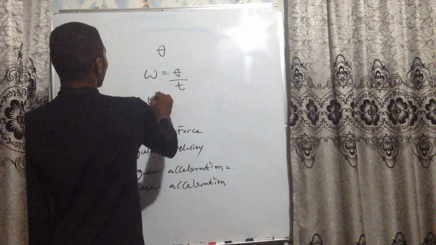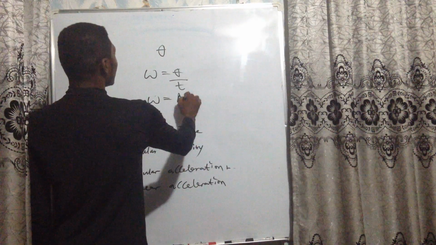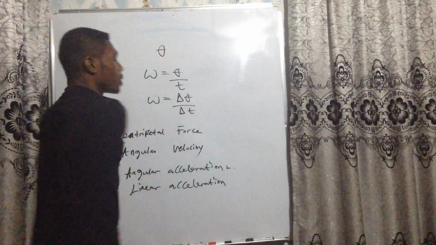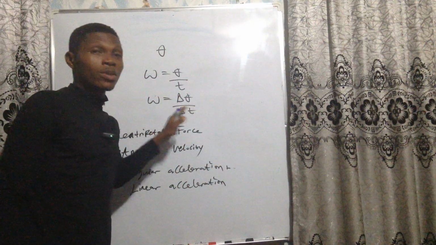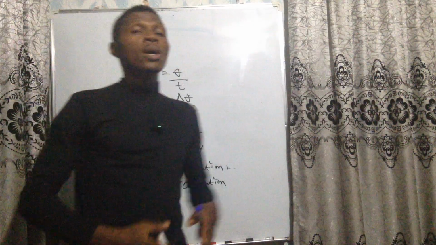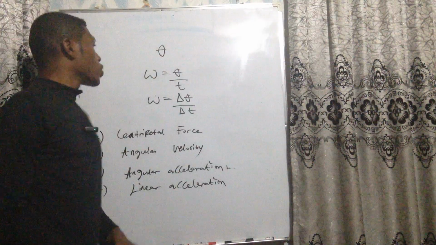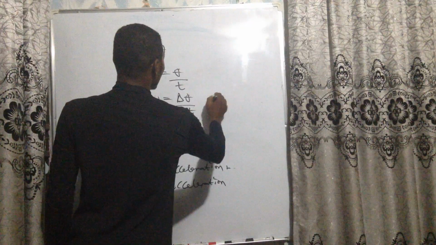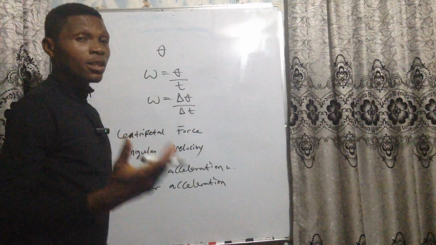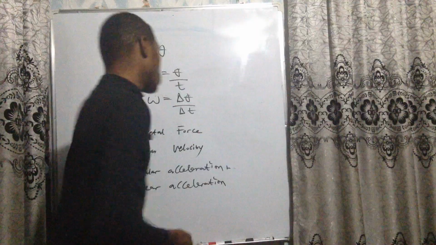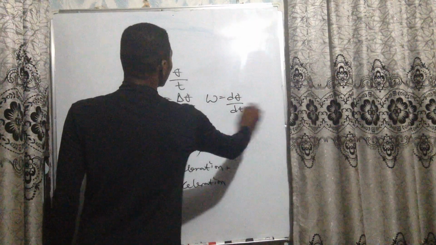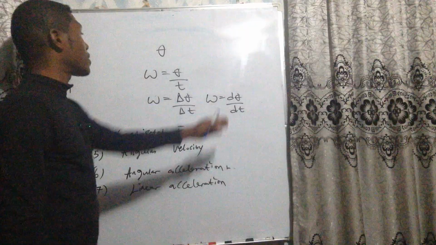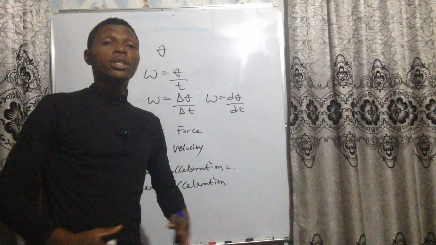Remember, angular velocity is delta theta over delta t. That is the rate of change of angular distance with respect to time, or you can say with respect to change in time. So in calculus, if the change is instantaneous, you can have that omega is equal to d theta over dt. This is the instantaneous rate of change.